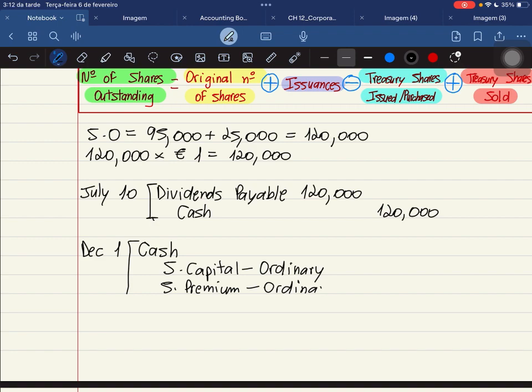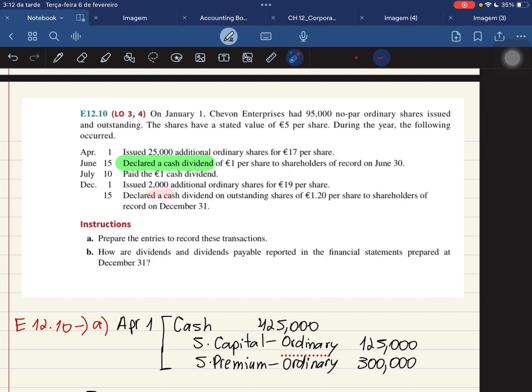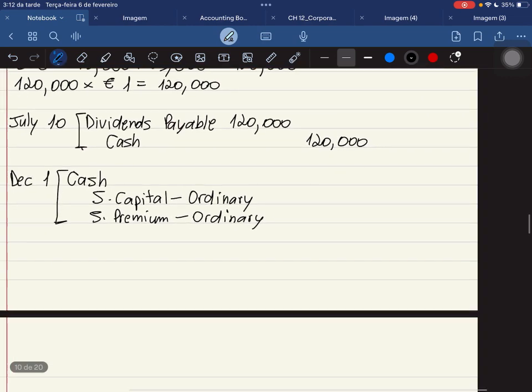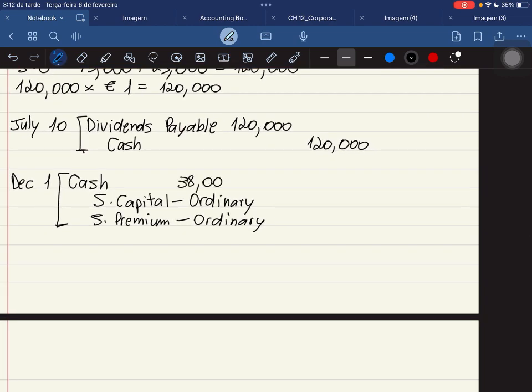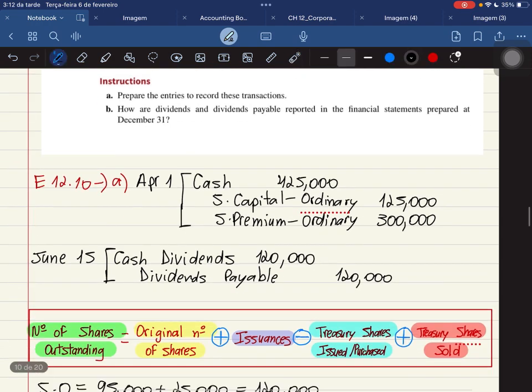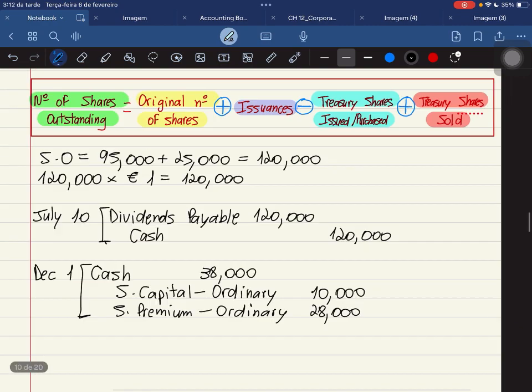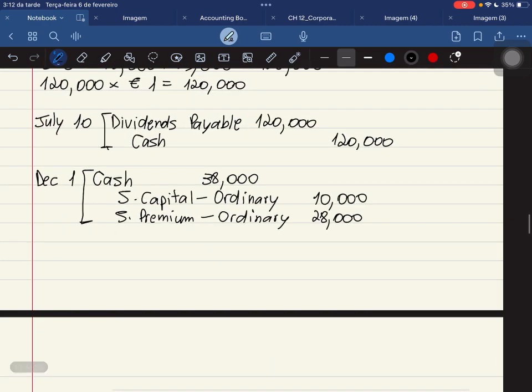The cash is going to be whatever number of shares that was issued times the selling price. So in this case, it is 2,000 times 19. That gives us 38,000. And our share capital ordinary, it's going to be the 2,000 times the original value of 5, which gives us 10,000, and the difference is going to be 28,000 for the share premium ordinary.